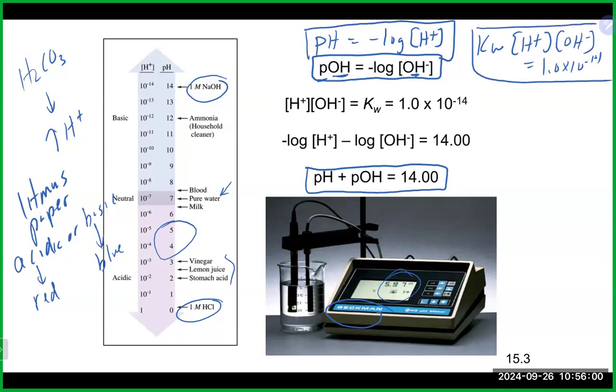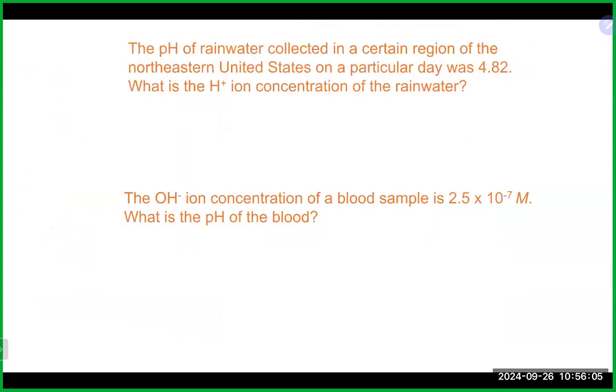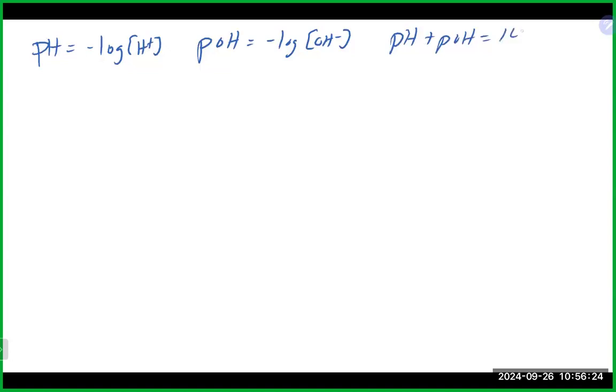Now, in addition to these equations, we can also calculate a couple of other things. We'll go this way here. So we have our pH, we have our pOH, we have our pH plus our pOH equals 14. We have our Kw, H plus times OH minus.